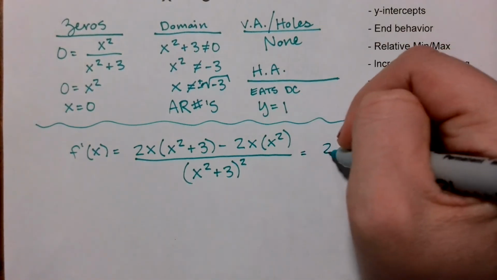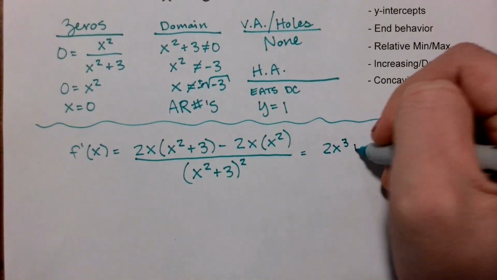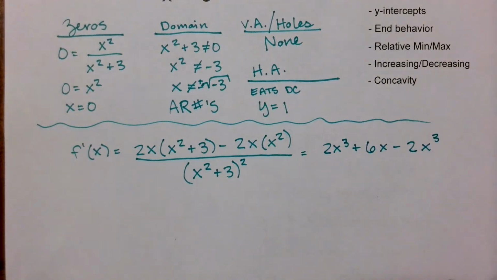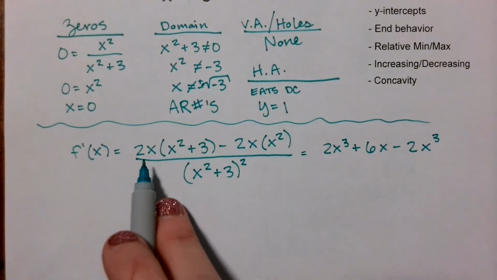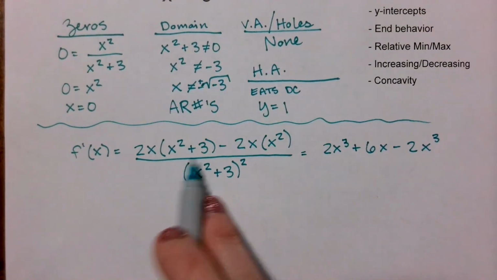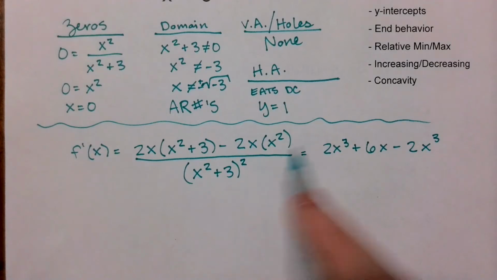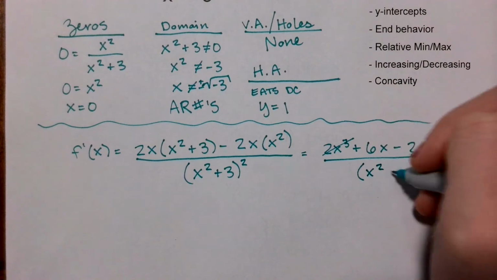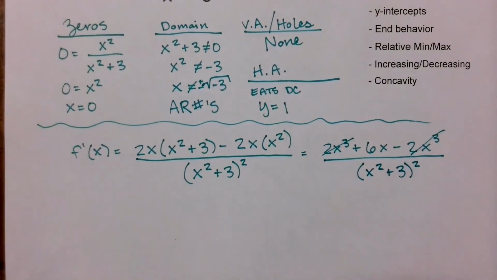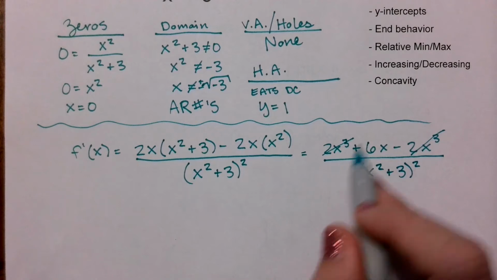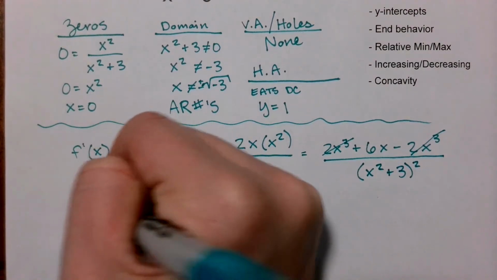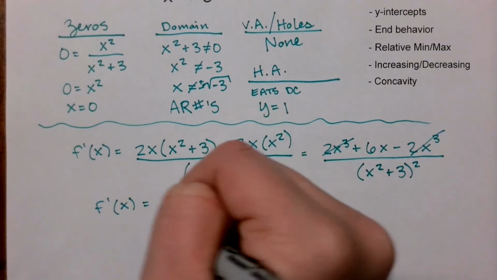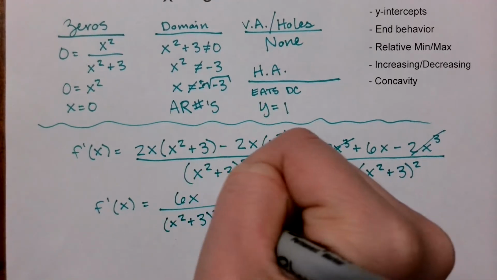So let's see, we've got a 2x to the third plus 6x. I'm really hoping I don't mess up here because I don't have you all to help me, to yell at me if I do something silly. I've got my 2x cubed, and it looks like my 2x cubes cancel. That's nice. Okay, so this would be my simplified f prime of x equals 6x over (x squared plus 3) squared.